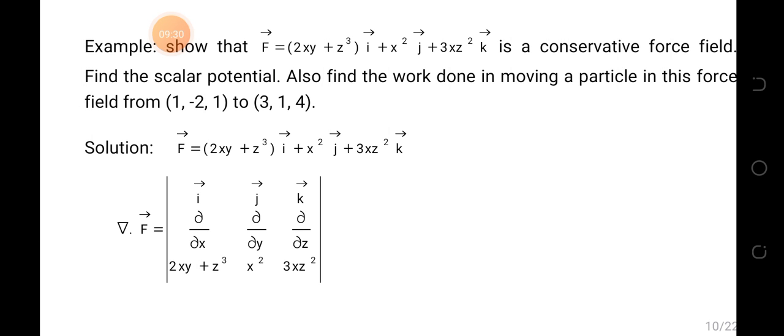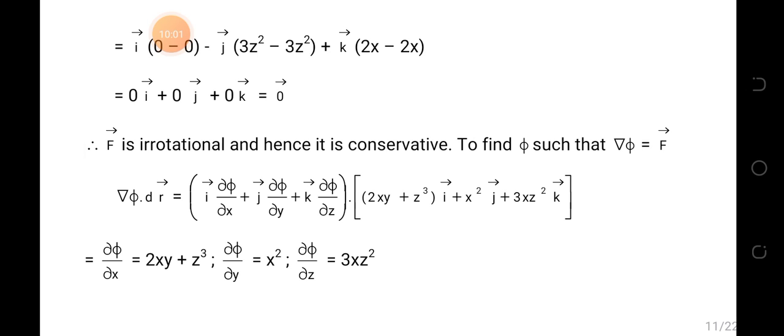And now you have to show that f vector is a conservative field, which is given here, and also find the scalar potential. Then you have to find the work done from point to point. So f vector equal to (2xy plus z cube) i vector plus x square j vector plus 3xz square k vector. First you have to do the del cross f vector. We already know that if del cross f vector is equal to the 0 vector, then f vector is irrotational and hence it is conservative. So that was proved.